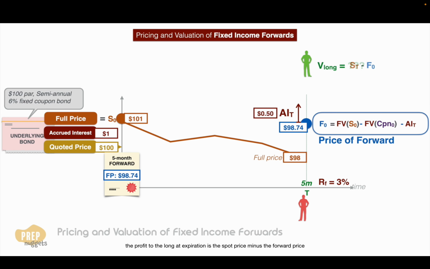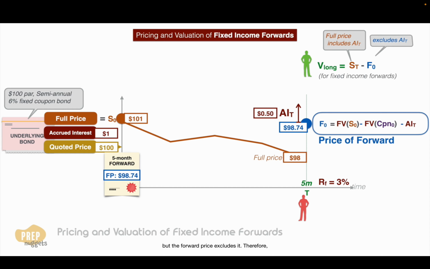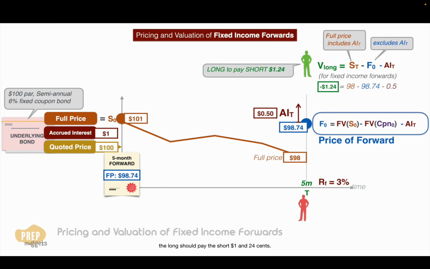We know that in general, the profit to the long at expiration is the spot price minus the forward price at initiation. But in the case of fixed income forwards, the spot price, which is the full price, includes accrued interest, but the forward price excludes it. Therefore, we should minus accrued interest in the profit to the long. The profit to the long is therefore minus $1.24. So at expiration, the long should pay the short $1.24.